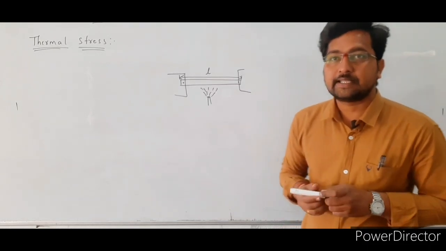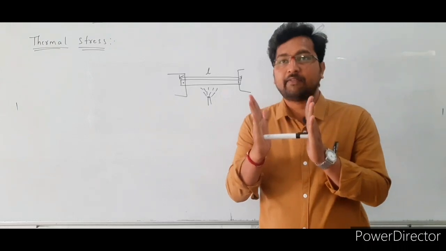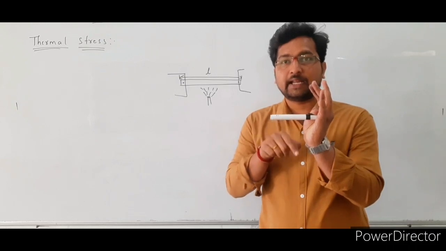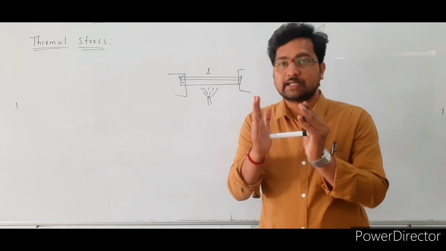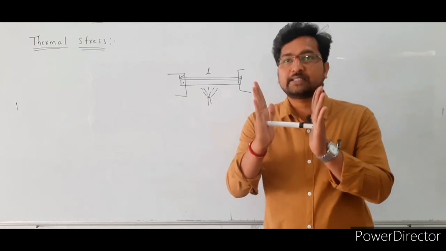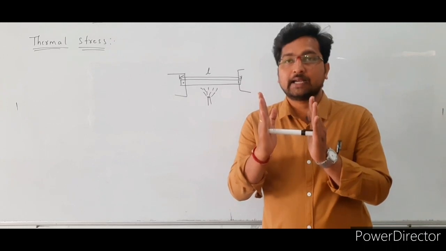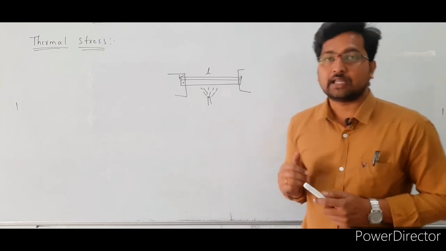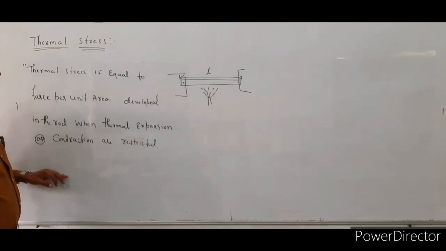For example, consider this is the rod, with one end and another end rigidly fixed. Afterwards we supply energy to this rod. If you supply energy to the rod, its length or volume or area would increase, but these two rigid supports do not allow the rod to expand or contract. In that case a stress is developed inside the rod, and that is known as the thermal stress. This is the definition of thermal stress.